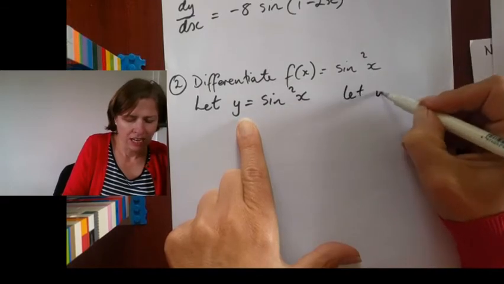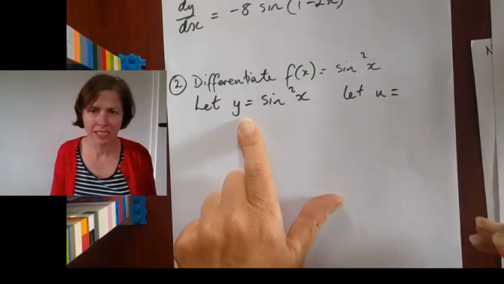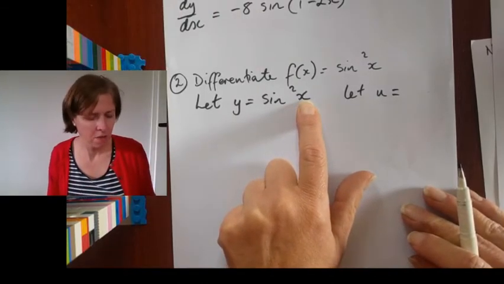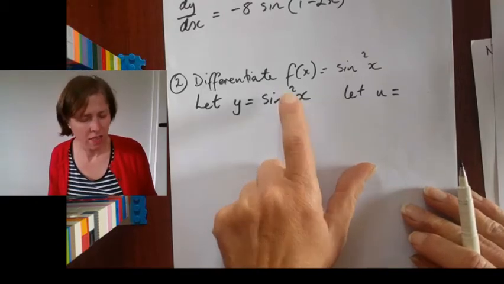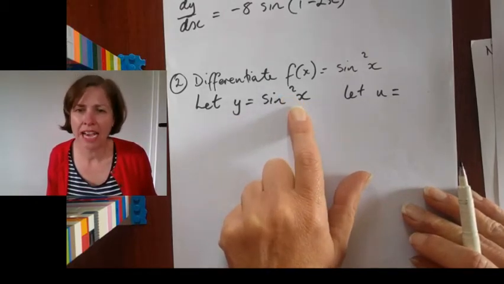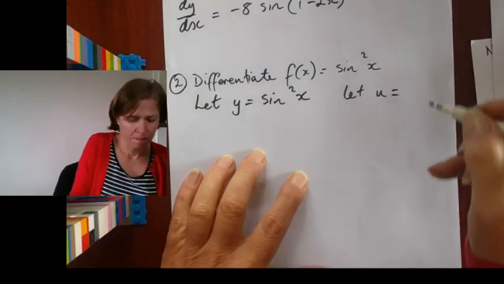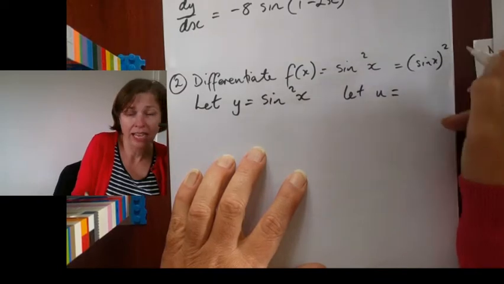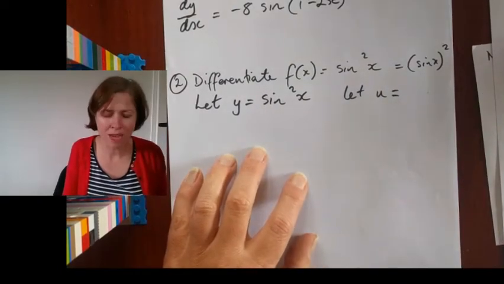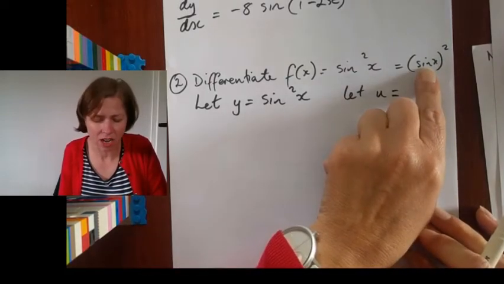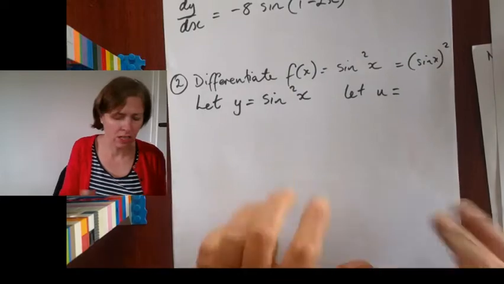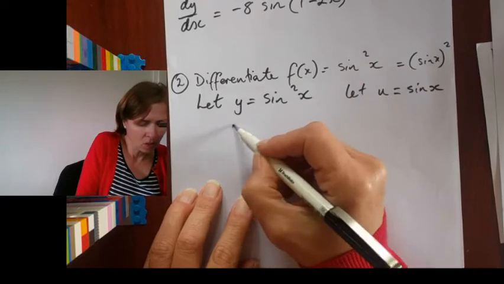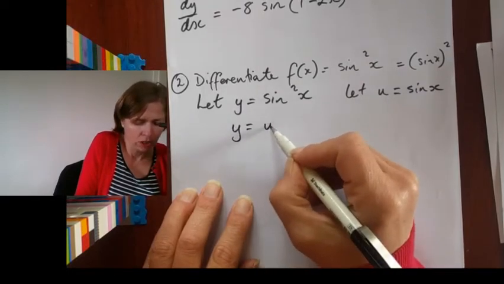Then I'm also going to say let u equal, now what's the inside function here? Let's think about it. If I put a value into x, what would I do here? First I would go sine x, then I would square it. So sine x is the inside function. So in fact, if I rewrite this as sine x squared like that, which I won't normally, but just to help me get the idea that yes, sine x is the inside function and x squared is the outside function. So u equals sine x. In that case, y equals u squared.